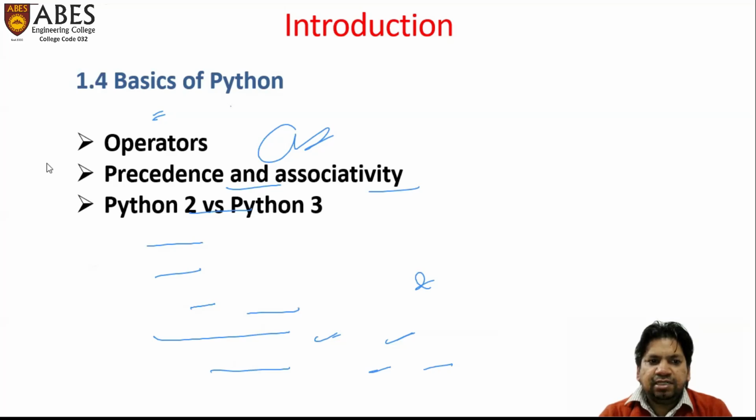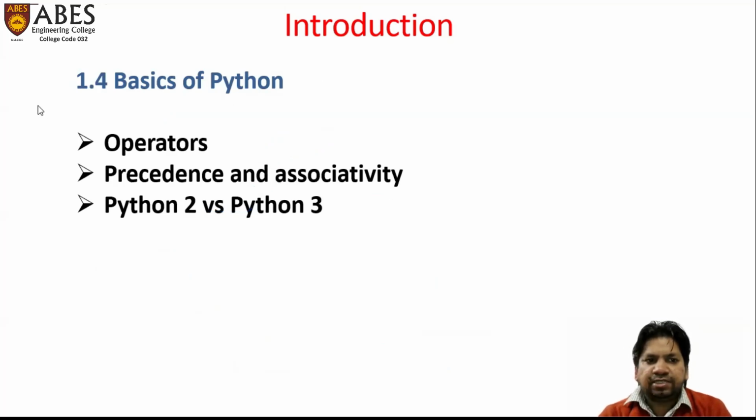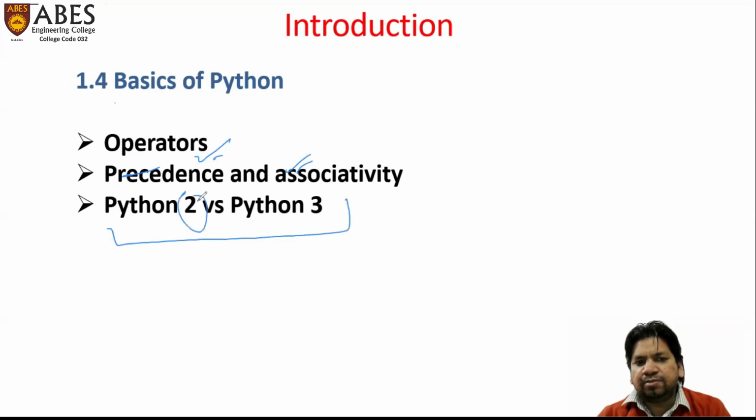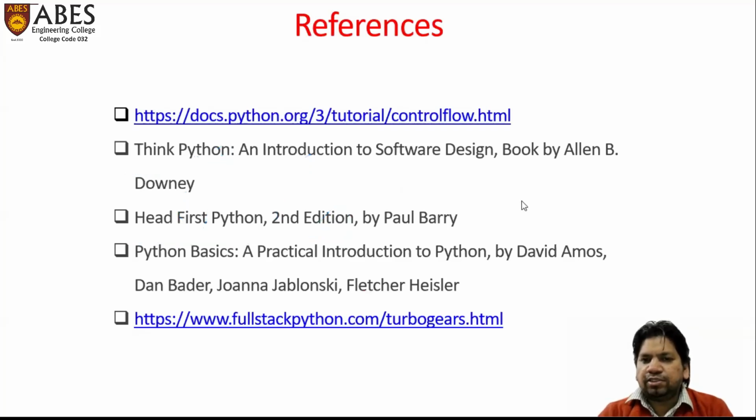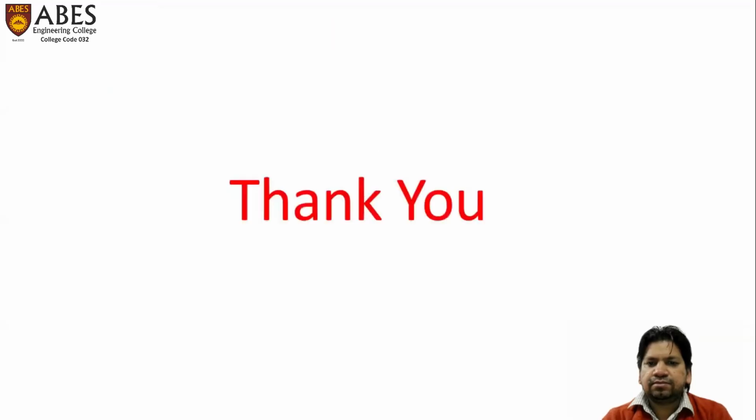In the next part we will see more basics of Python. The next important part is operators. We will see operators, and there are some precedence tables and associativity, and last we will discuss the difference between Python 2 and Python 3. That was parts 1.1, 1.2, 1.3 and 1.4. There are some references you can use for getting some knowledge of Python. Okay. Thank you.